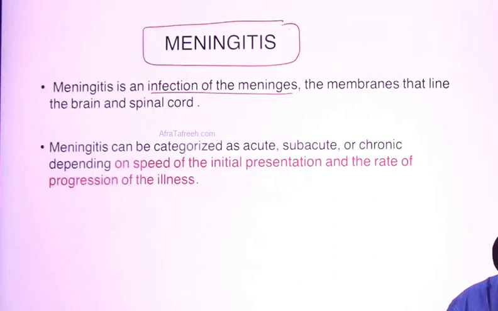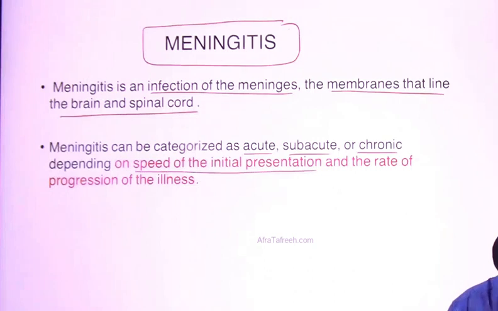Pia mater, arachnoid and dura mater, that you already know, are the membranes that line the brain and the spinal cord. Meningitis can be categorized as acute, subacute or chronic. On which basis do you categorize them like this? On the speed of the initial presentation and the rate of progression of the illness. In how much time do they cause this infection, or how does it present initially?